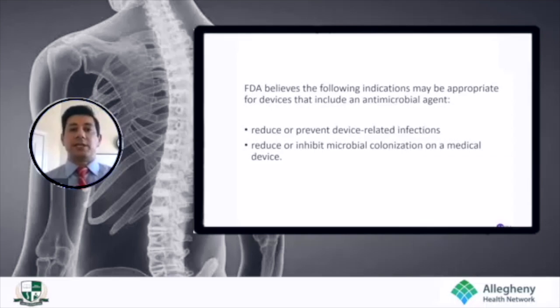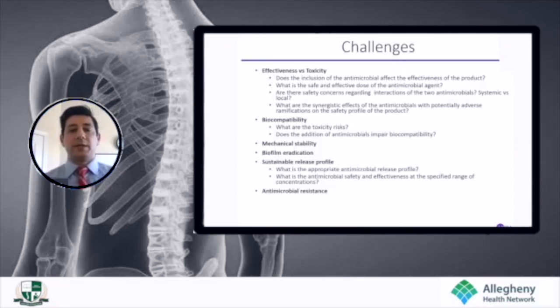FDA believes the following indications may be appropriate for devices that include antimicrobial agents: reduce or prevent device-related infections, and reduce or inhibit microbial colonization on a medical device. There are challenges involved with antimicrobial surfaces, which include effectiveness versus toxicity. We should answer if the inclusion of the antimicrobial affects the effectiveness of the product. What is the safe and effective dose of the antimicrobial agent? Are there safety concerns regarding interactions of the two antimicrobials, for example, systemic versus local? And what are the synergy effects of the antimicrobial agents used?